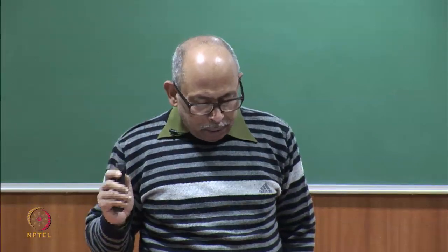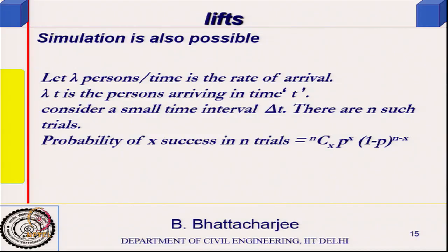Now, basically this is done as a Poisson's process. So, what we are assuming is, first of all, let us say lambda persons per unit time is the rate of arrival, and lambda t is the number of persons arriving in time t.